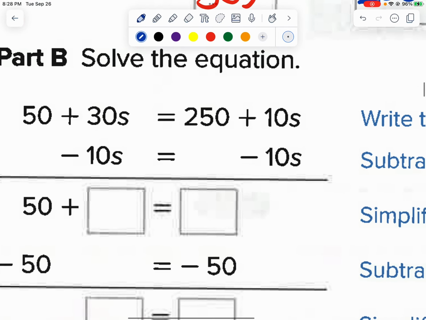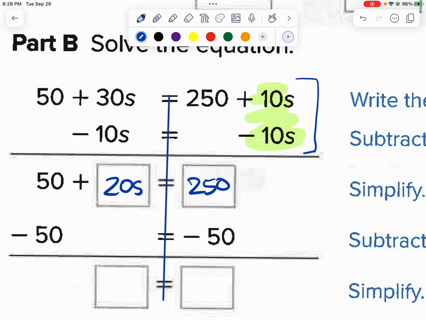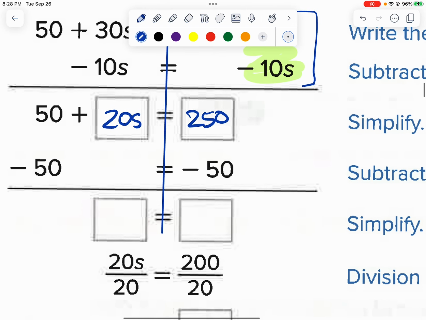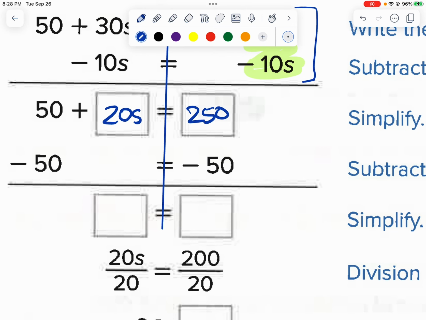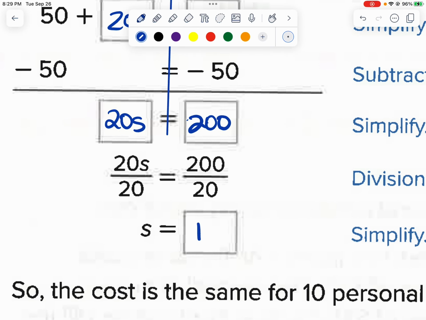And then we solve the equation. We want to get the variable to eliminate on this side, so we subtract it to the other side. When we subtract it to the other side, I get 20S on the right-hand side, because these two eliminated, I'm going to have 250. Then again, I still want my variable all by itself: variable on one side, constant on the other side. I subtract 50. When I do that, I get 20S equals 200. The reason I don't like to use S, just so you know, is because my S looks like a 5. Divide both sides by 20, and I get 10.